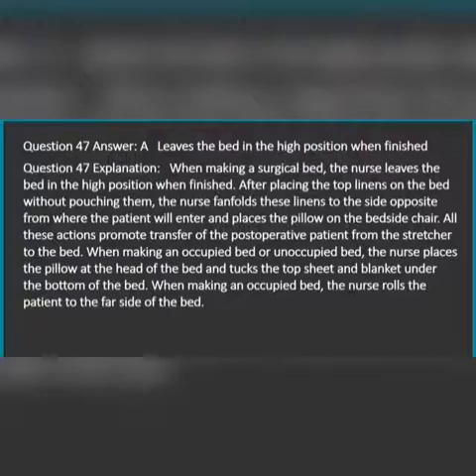When making an occupied bed or unoccupied bed, the nurse places the pillow at the head of the bed and tucks the top sheet and blanket under the bottom of the bed. When making an occupied bed, the nurse rolls the patient to the far side of the bed.